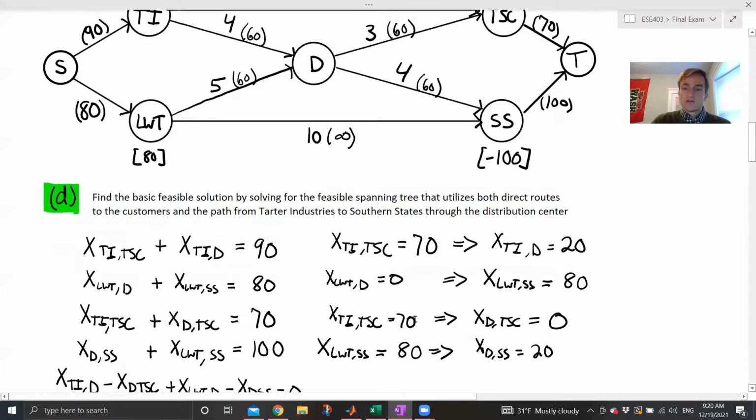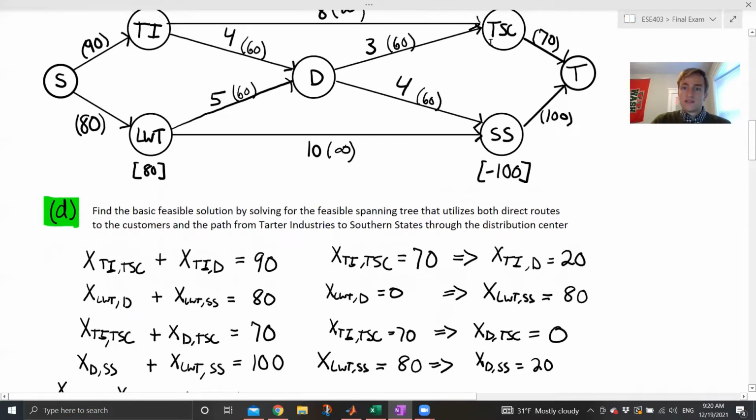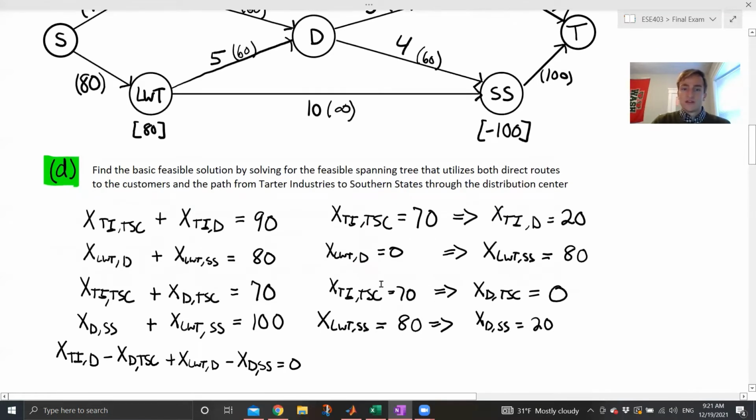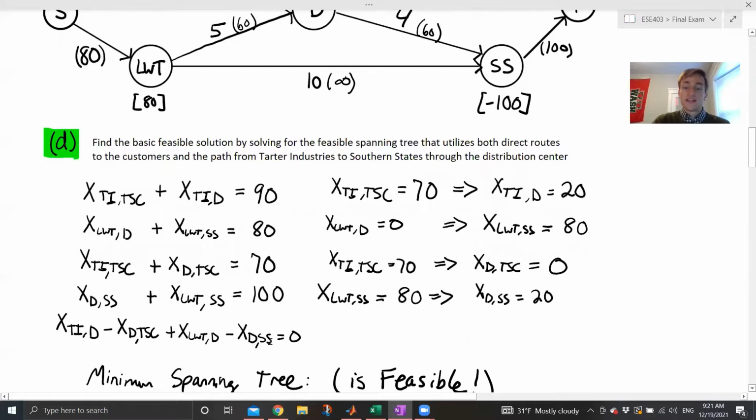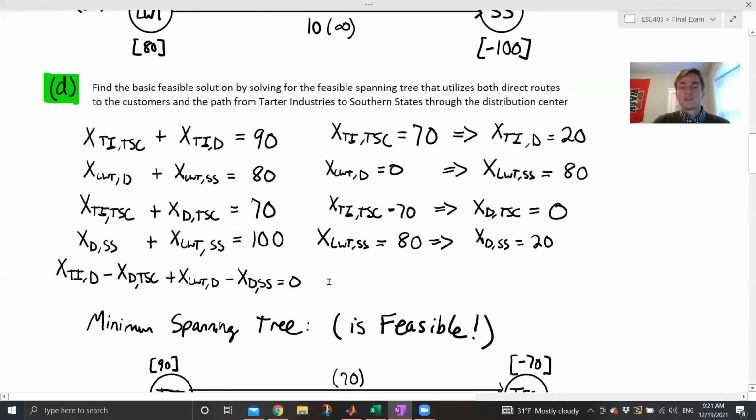And then since we already solved for this, we know that from D to TSC is 0. That's just because it's a basic variable. And then we also know that from the distribution center to Southern States, it's got to be 20 in order to meet that 100 constraint. Also, this final constraint is redundant. However, it's just there for completeness to show that anything that goes through the distribution center in and out will be 0. It's not an end or start point for a product. It's always going to move product out.